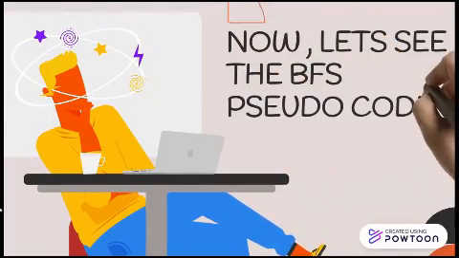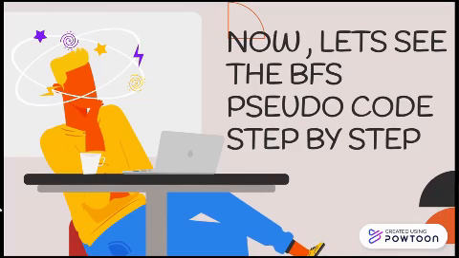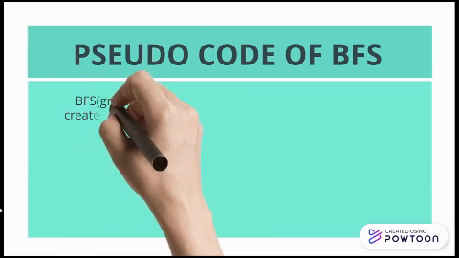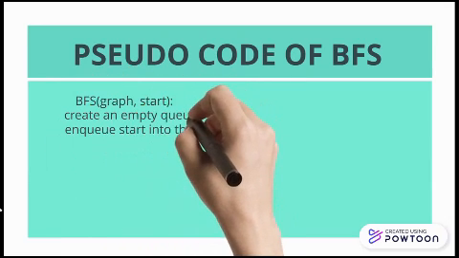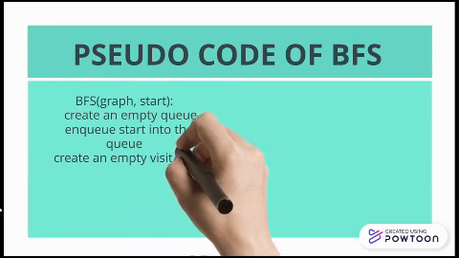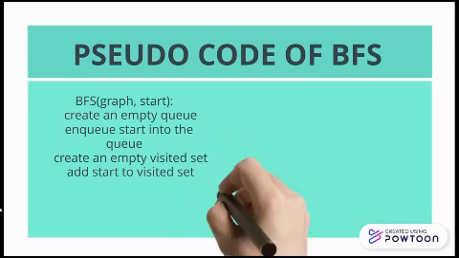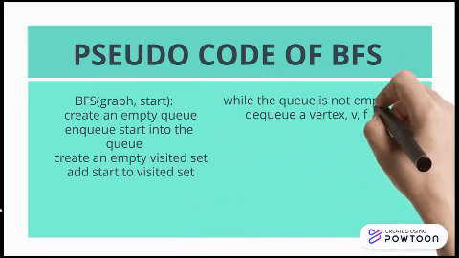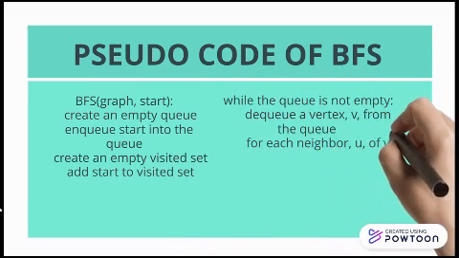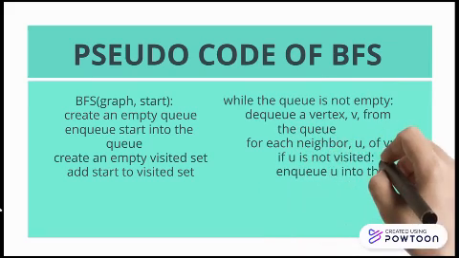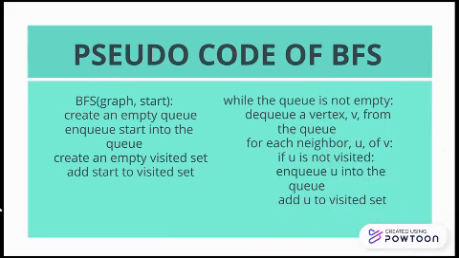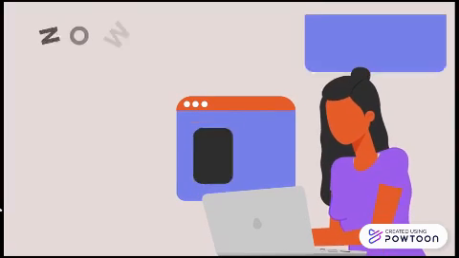Now let's see the BFS pseudocode for proper understanding. This is the pseudocode which implies the algorithm used in BFS. You have to create an empty queue, enqueue the start into the queue, create an empty visited set, and add the start to the visited set. While the queue is not empty, dequeue a vertex v, and finally add it to the visited set.